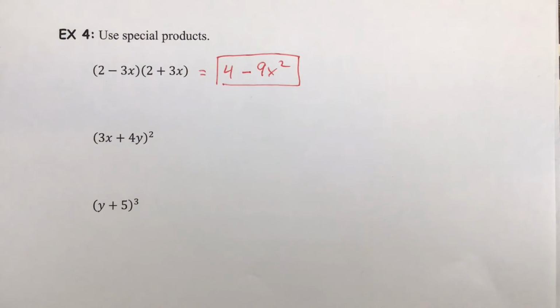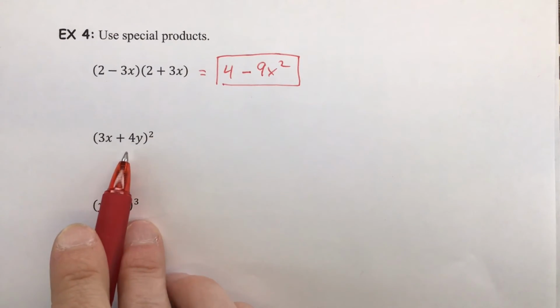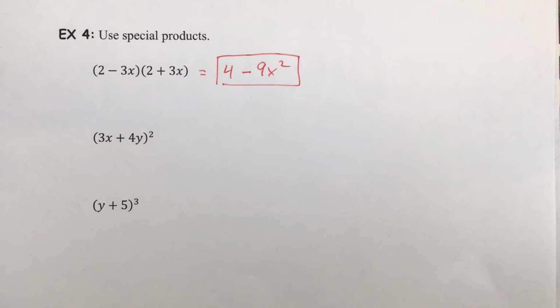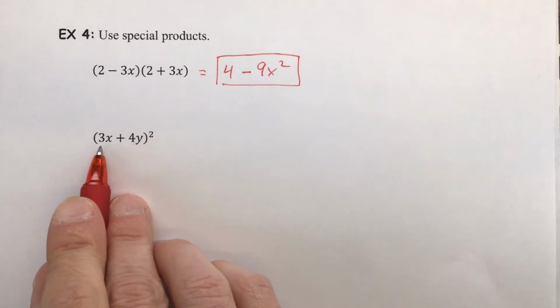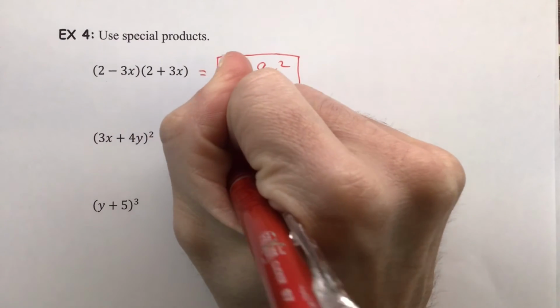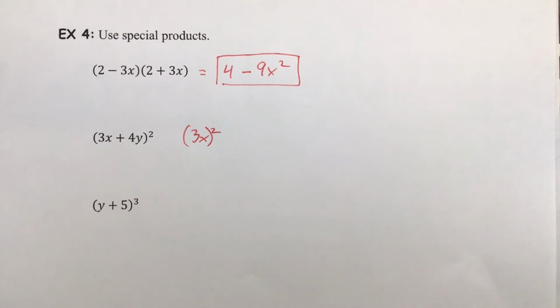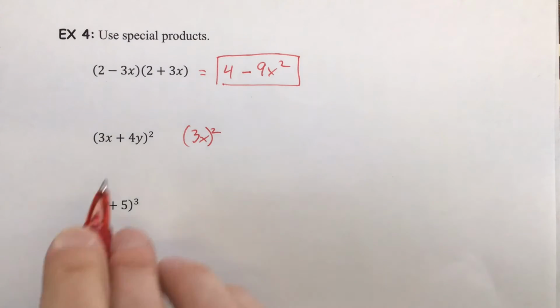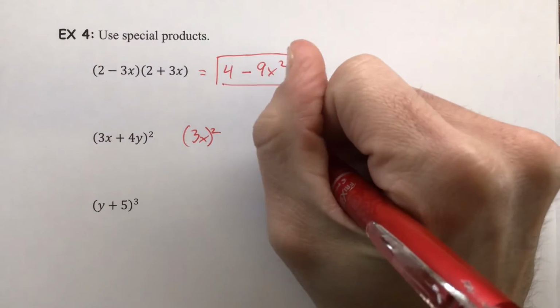Time saved. Okay, for the next, we have a binomial being squared: 3x plus 4y times 3x plus 4y. For that, we can use square, double, square. The first term that we're going to have here is going to be 3x squared. I'll go ahead and expand it a little bit later. The last term that we're going to have is going to be 4y squared.